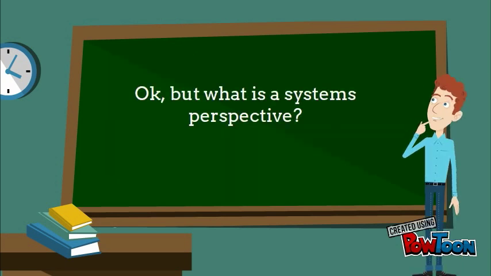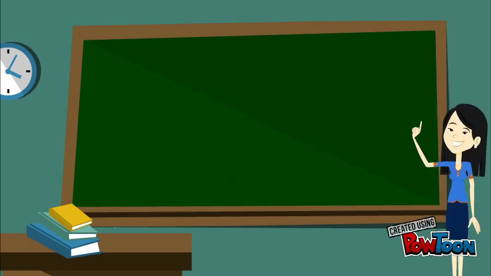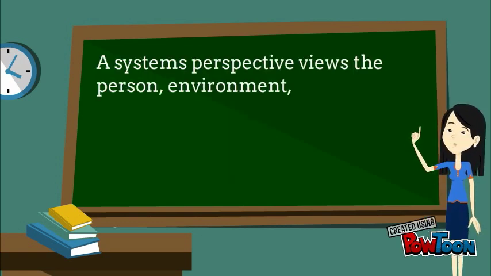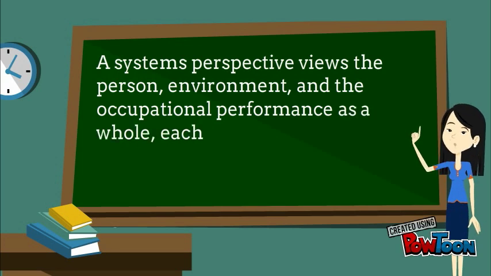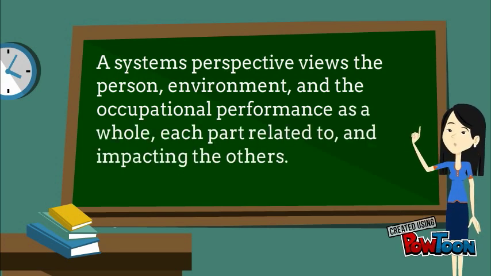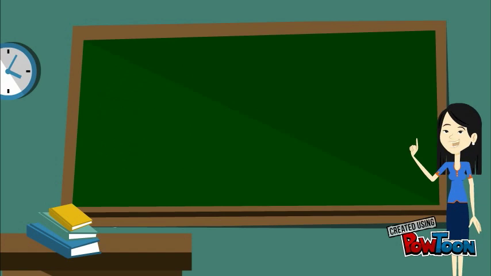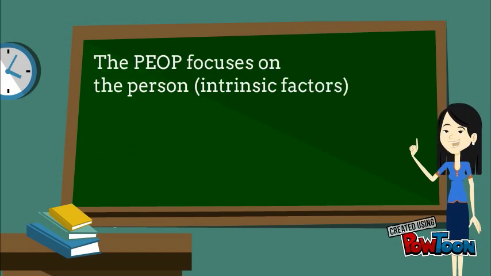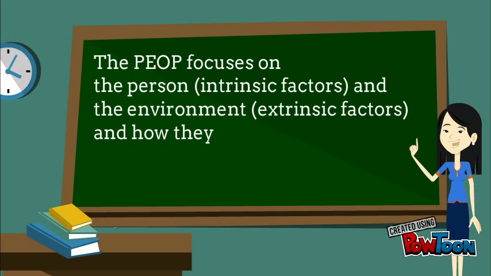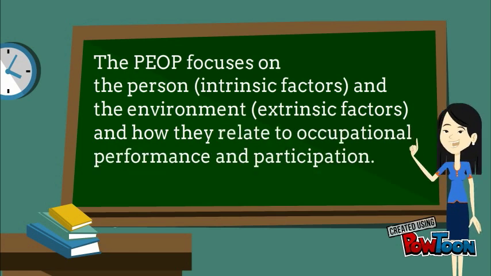Okay, but what is a systems perspective? A systems perspective views the person, environment, and the occupational performance as a whole, each part related to and impacting the others. The PEOP focuses on the person, intrinsic factors, and the environment, extrinsic factors, and how they relate to occupational performance and participation.